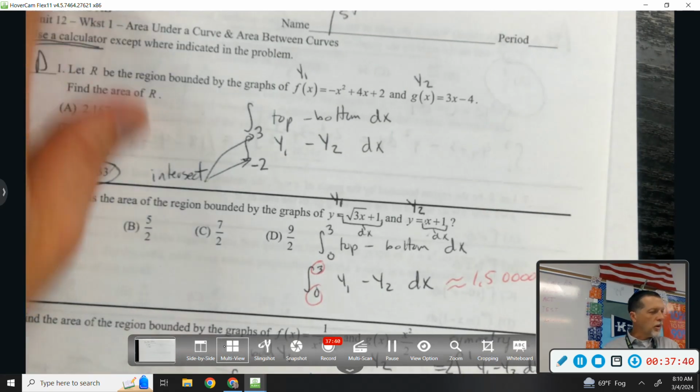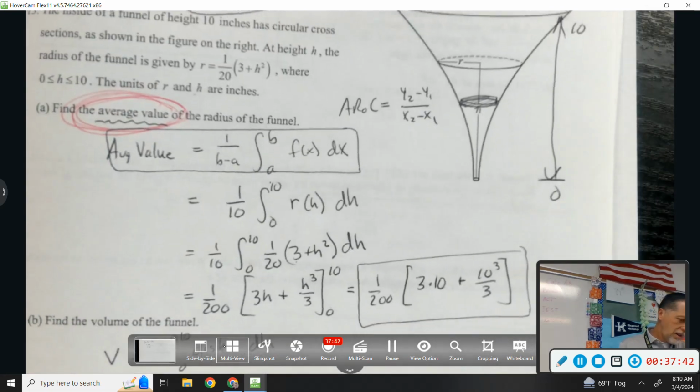All right, well, that ends the third that we wanted to work on in first period.